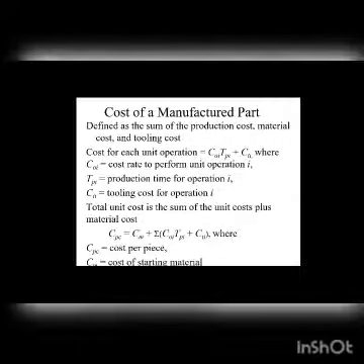All this put together is the cost of the manufactured part. Cost for each unit operation is given by the cost rate to perform the unit operation, that is C_O, into the production time for the operation, plus the tooling cost. Total unit cost is the sum of the unit cost plus the material cost. So material cost is C_M plus sigma of this cost for each unit operation. That is, the cost per piece is given by the material cost plus the cost for the operation.